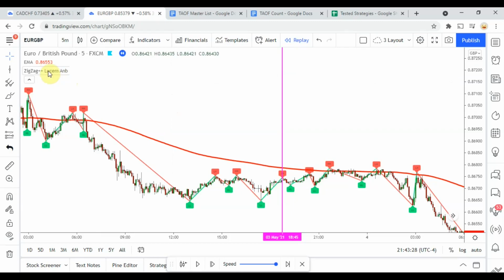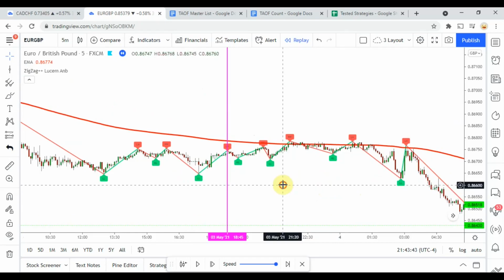I'll put a link to that one actually down below in the description because it might be a little challenging to find. So we have the zigzag on the default settings. We haven't changed anything on that. And this is how the screen looks here.